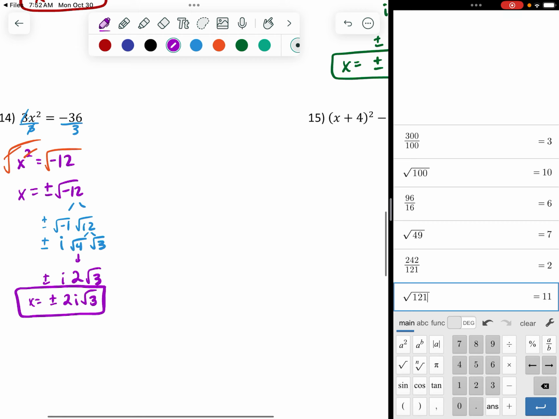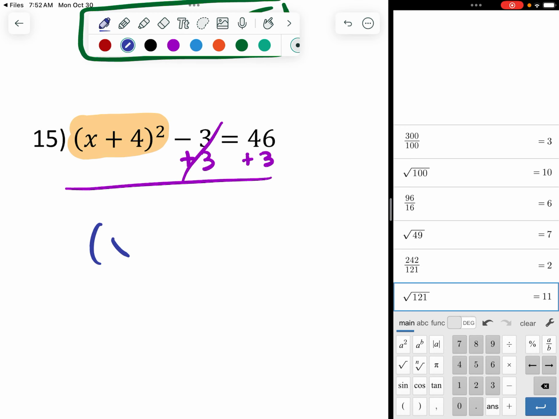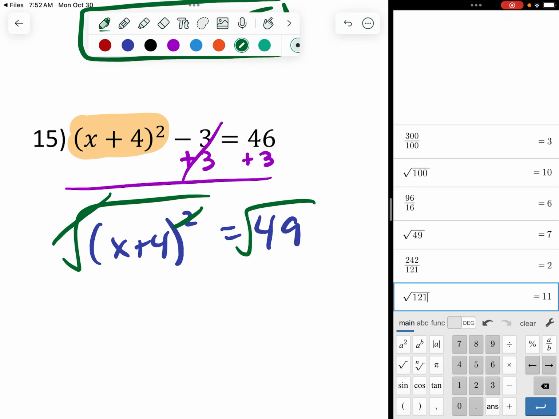All right, last type is when you have parentheses. So in this case, we want to get the squared expression by itself. So I'm going to add the 3 first. All right, we're going to get rid of that first. So now I have x plus 4 squared equals 49. Okay, now I can't do anything inside the parentheses until I get rid of the squared. So now I can square root this whole thing. That's just going to get rid of the squared. Don't really need the parentheses anymore. So I'm just left with what's underneath, which is x plus 4. Now I square rooted, so this isn't just 7, it's plus or minus 7.